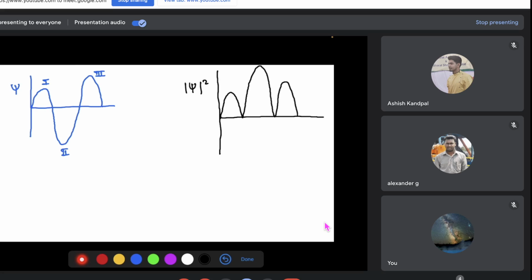I'm just following the magnitude of each plot, or value of the wave function. So you will get a probability value corresponding to each region. If I say this is P1, this is P2, and this is P3, then P2 has the highest value, then comes P3, and then comes P1.